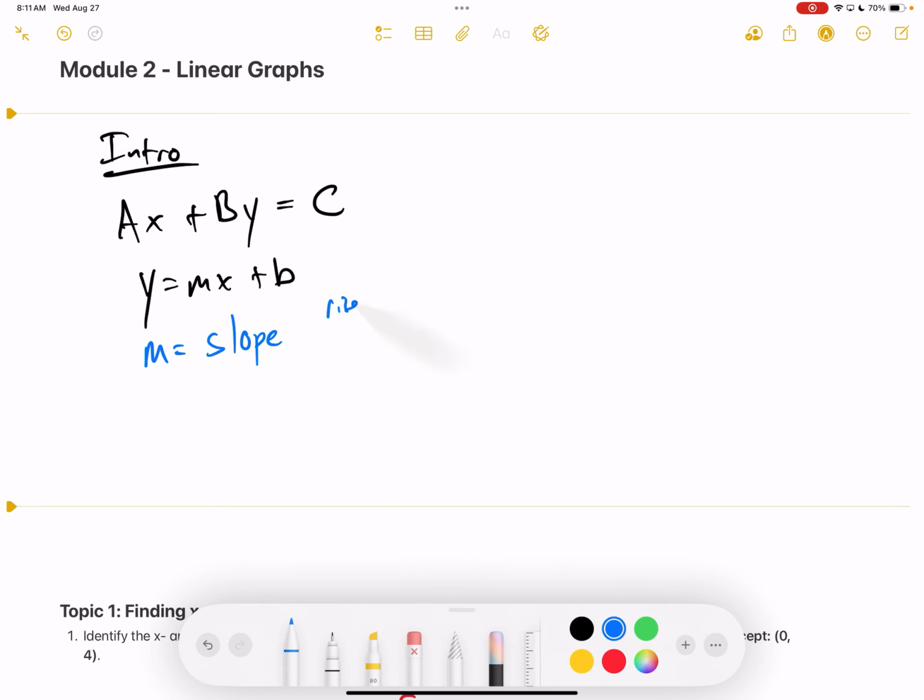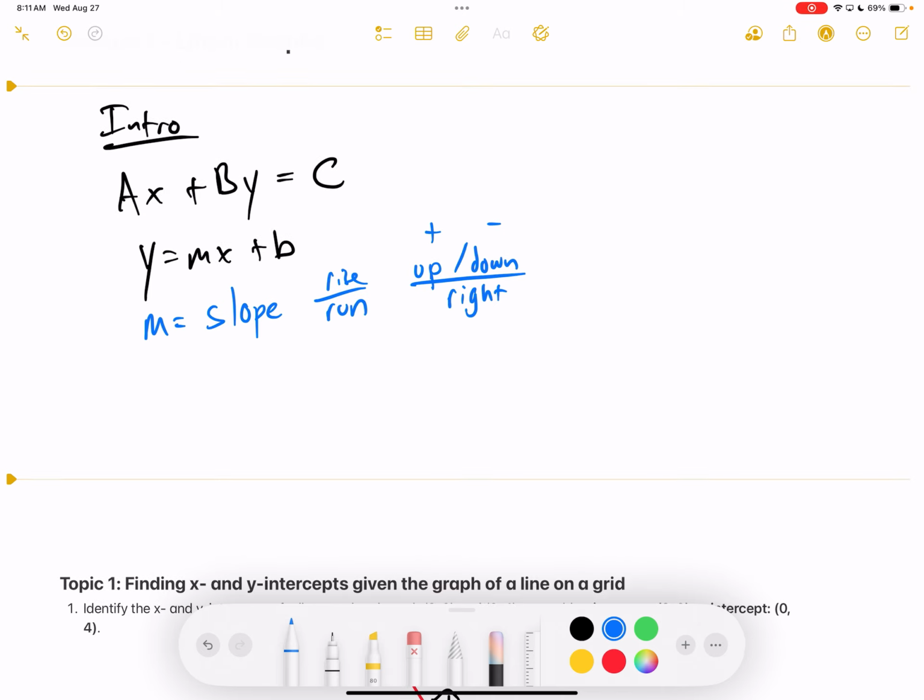The words we always think of is what? Rise over run. What this tells us, if we think real life here, is how much is going up or down and how much is going to the right. So every unit you sell, how much our profit's going up. You do a positive if it's going up or negative if it's going down. So every minute of exercise, how much more calories you burn, things like that. You can look at the slope as the rate of change. If it's positive, you go up. If it's negative, you go down. The number on the bottom always tells you to go to the right.